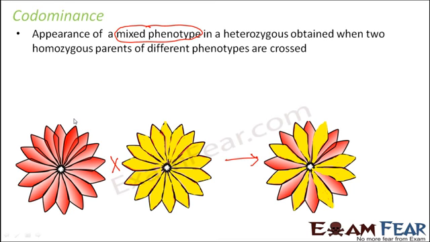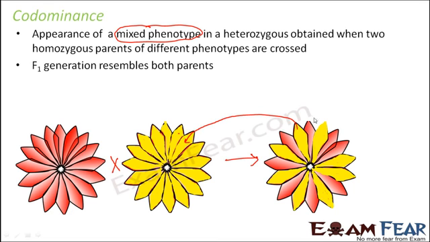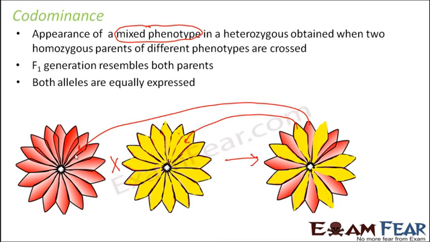But if you get something where half of the petals are red and half of the petals are yellow, what does that mean? That means both of them are being expressed. Even the red is being expressed, and the yellow is being expressed. So this is a mixed phenotype and this is called codominance. That means both the traits are dominating and they are equally dominating. So here the F1 generation resembles both the parents. You cannot say that this is an intermediate, because it has some features exactly matching with this one, and some features exactly matching with that one.